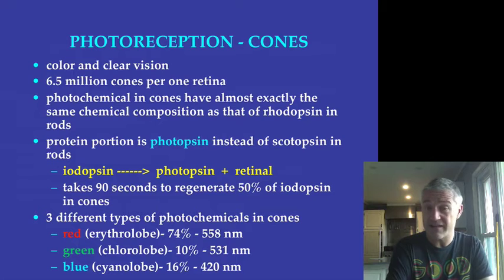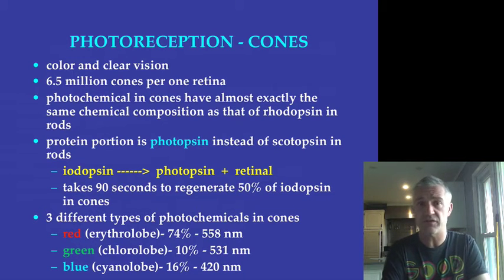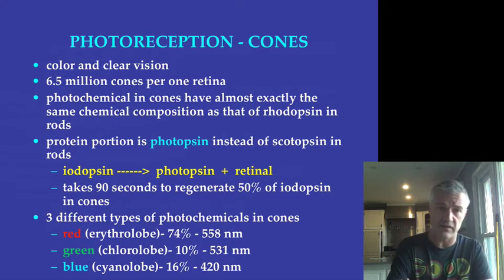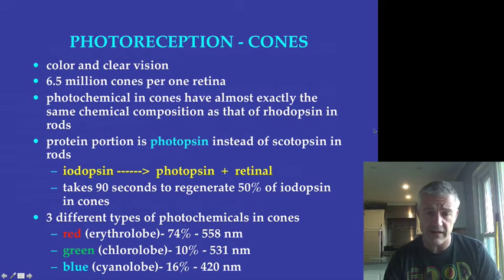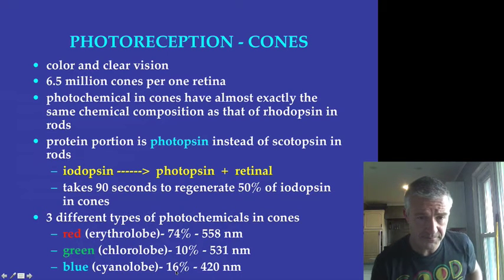Relative to the other ones, it takes a lot less time for this to be regenerated, which is part of the reason we use these in higher light conditions. And again, these certain types of cones have slightly different absorption spectra, which means the red cones are going to absorb light best in the red spectrum, green cones are going to be more in the green spectrum, and then the blue ones in that spectrum.